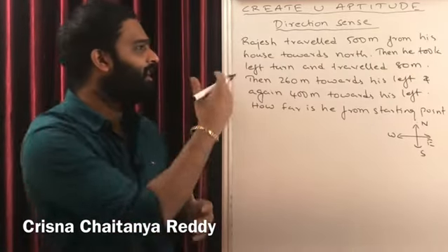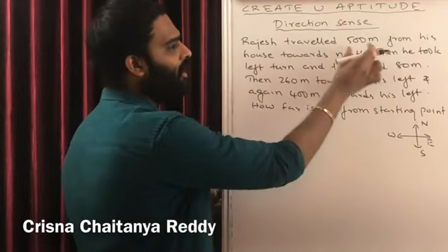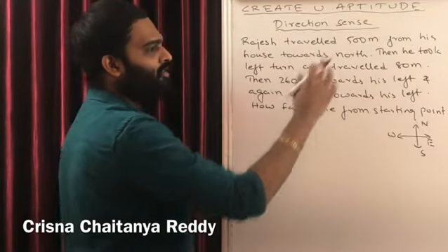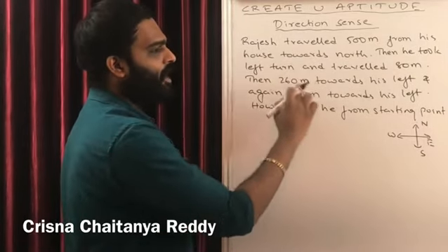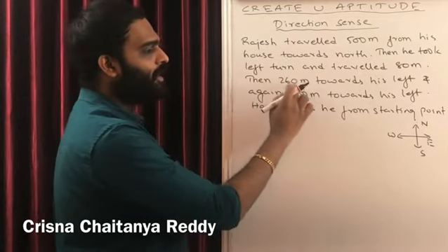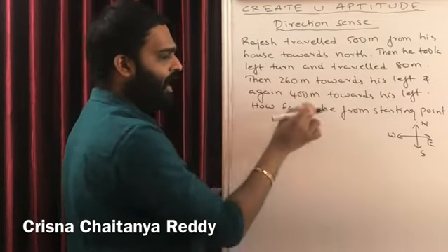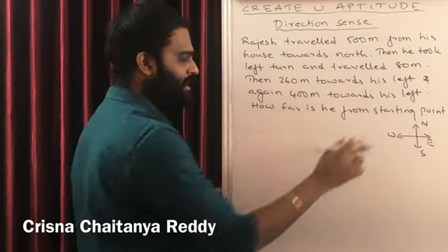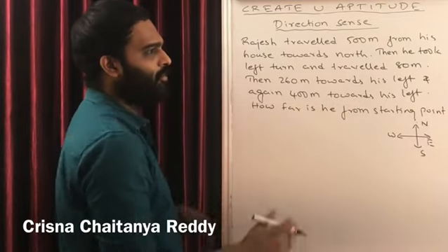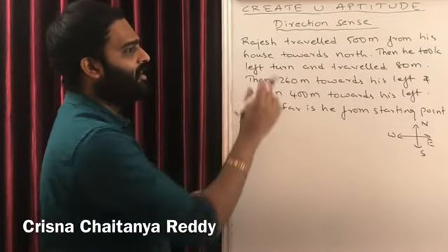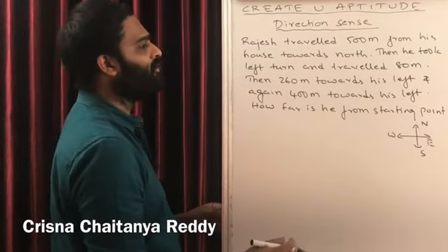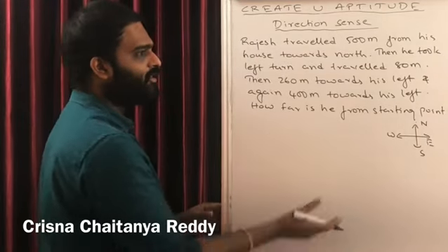Suppose the question is, he very clearly said Rajesh travelled 500 meters from his house towards north. Then he took left turn and travelled 80 meters. Then 260 meters towards his left and again 400 meters towards his left. How far is he from the starting point? Very much similar to the previous question. Let us say Rajesh travelled 500 meters from his house towards north. North is the upward direction.